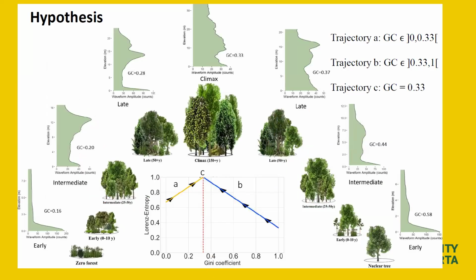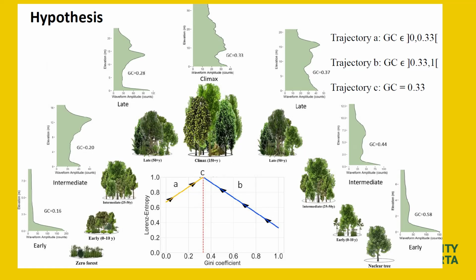This study hypothesized that, based on ecological succession from early to climax, we can have two different scenarios: from left to right and from right to left. In the graph at the bottom, we have the Gini coefficient versus Lorenz entropy. We hypothesize that when the Gini coefficient is equal to 0, it means the forest is a completely equal forest, one that starts from shrublands.